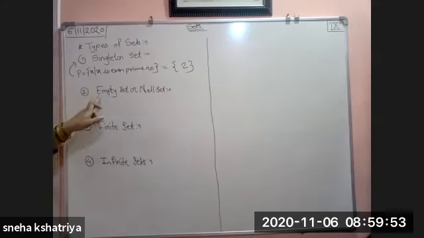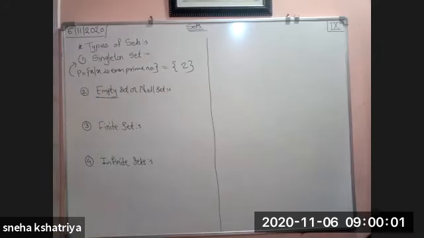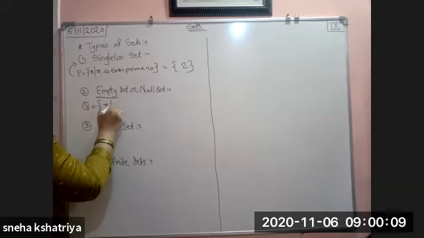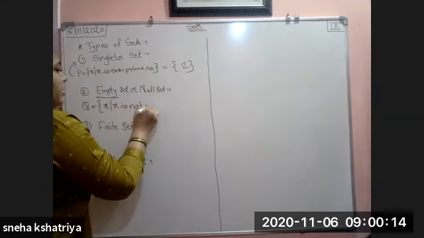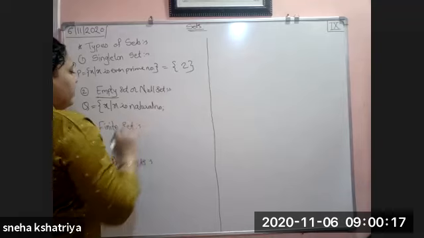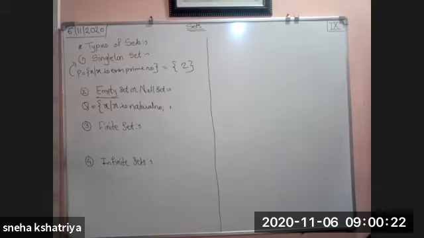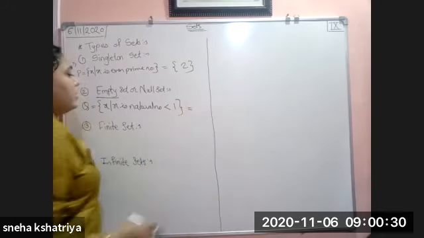The next one is the empty set or null set. Empty means nothing is there. So it is a set which does not contain any element. For example, if I take Q is equal to the set of X such that X is a natural number and X is less than 1.